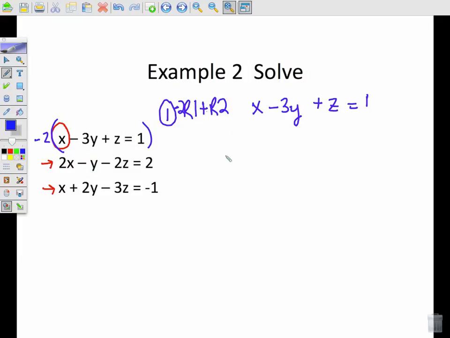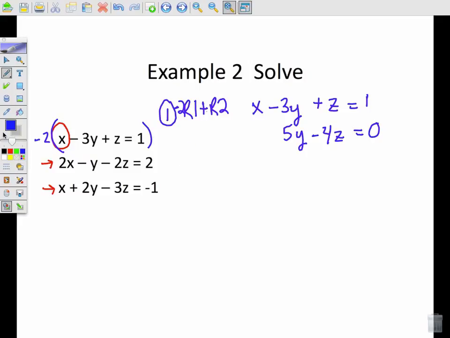So that gives me 0x. This is 6 plus negative 1, which is 5y. And this is negative 2 plus negative 2, which would be minus 4z. And negative 2 plus 2 is 0.